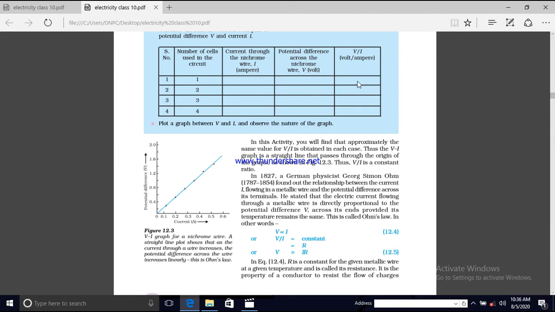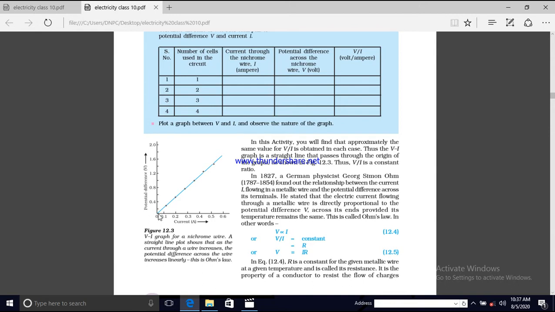And when you take the ratio of V over I, potential difference over electric current, so what is happening? Then you are plotting a graph between V and I. While plotting the graph, you need to take care that along the y-axis we are taking potential difference in volts, and along the x-axis we are taking current in amperes. Initially, when the circuit is off, current and potential difference are both 0.